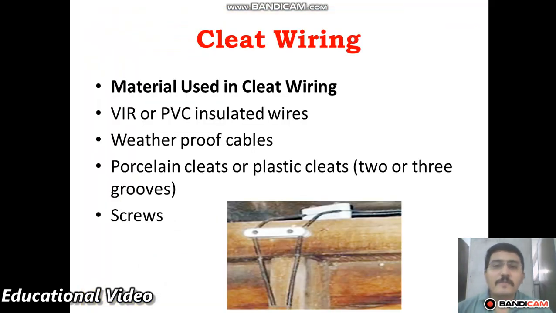For cleat wiring we require materials like VIR or PVC. VIR stands for vulcanized India rubber, and PVC is polyvinyl chloride insulated wires. Weatherproof cables may be used. Porcelain cleats or plastic cleats are also used, with 2 or 3 grooves as shown in this picture, and screws are also required for the cleat wiring.